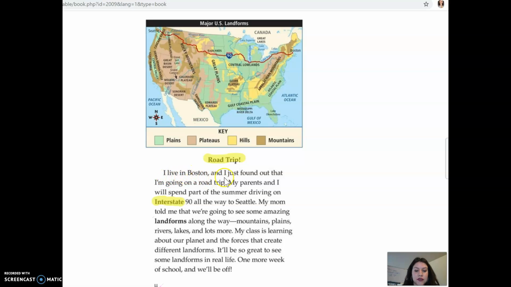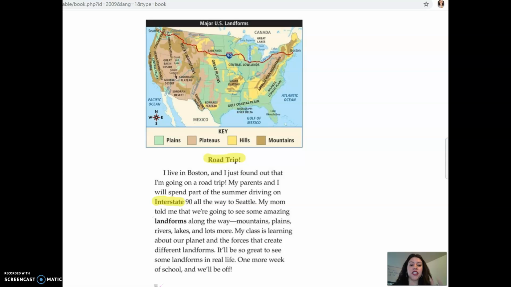I live in Boston, and I just found out that I'm going on a road trip. My parents and I will spend part of the summer driving on Interstate 90 all the way to Seattle. My mom told me that we're going to see some amazing landforms along the way. Mountains, plains, rivers, lakes, and lots more. My class is learning about our planet and the forces that create different landforms. It'll be so great to see some landforms in real life. One more week of school and we'll be off.